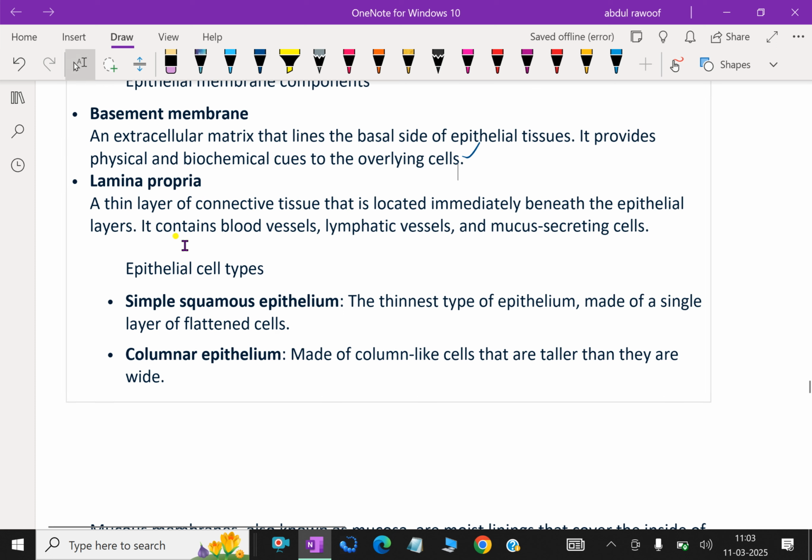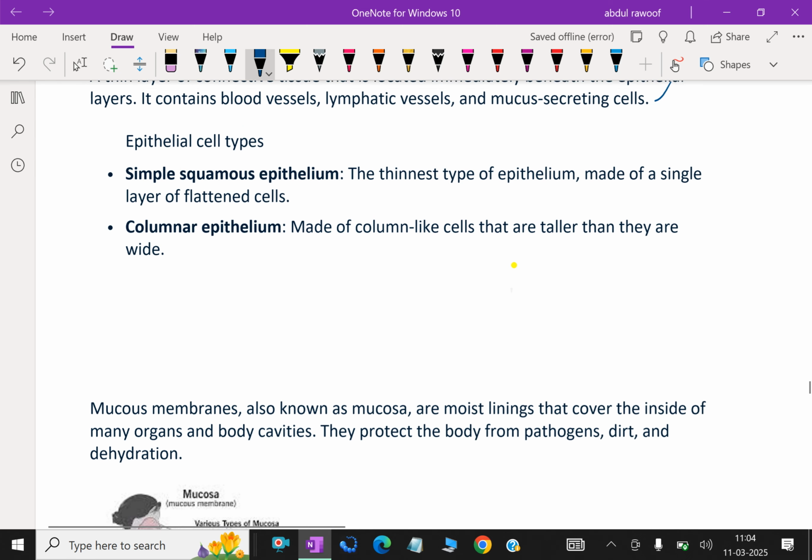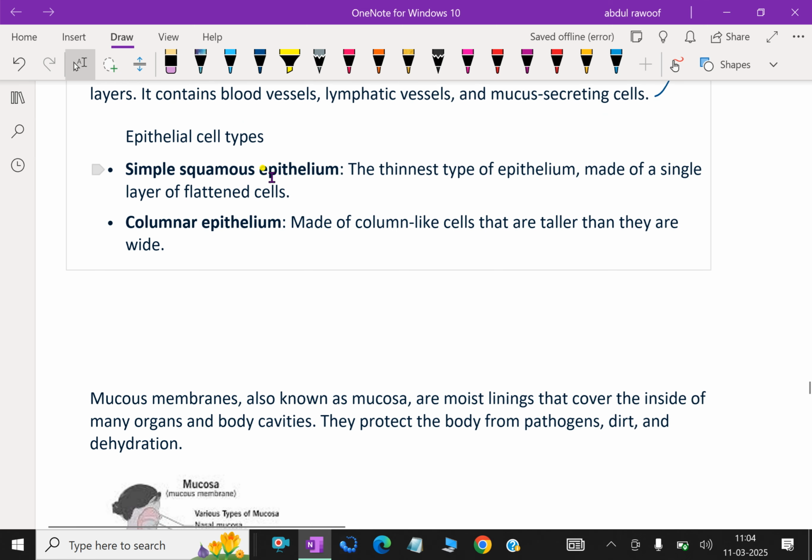Lamina propria, a thin layer of connective tissues that is located immediately beneath the epithelial layers. It contains blood vessels, lymphatic vessels, and mucus secreting cells. Epithelial cell types: simple squamous epithelium, the thinnest type of epithelium made of a single layer of flattened cells. Columnar epithelium, made of column-like cells that are taller than they are wide.